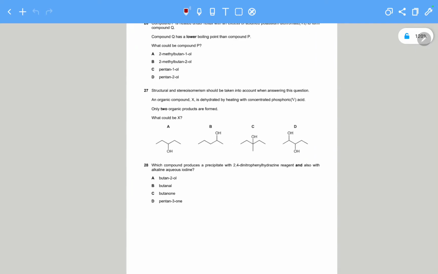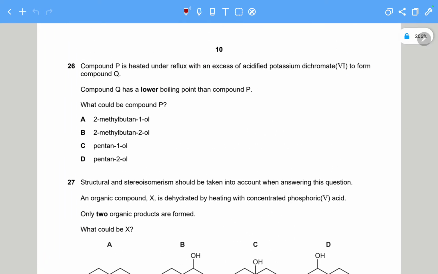So question 26 now. Compound P is heated under reflux with an excess of acidified potassium dichromate.